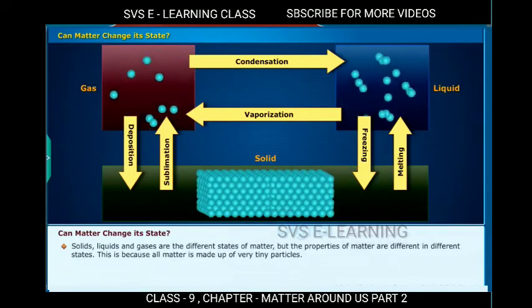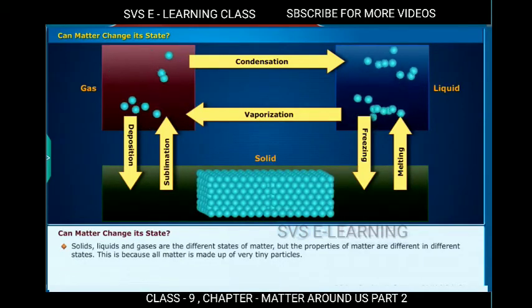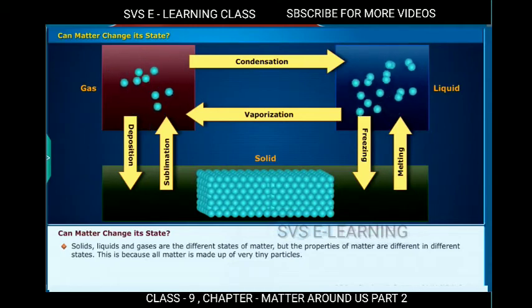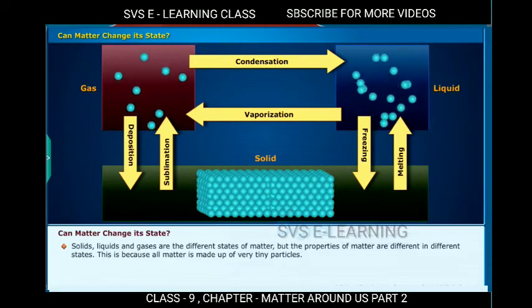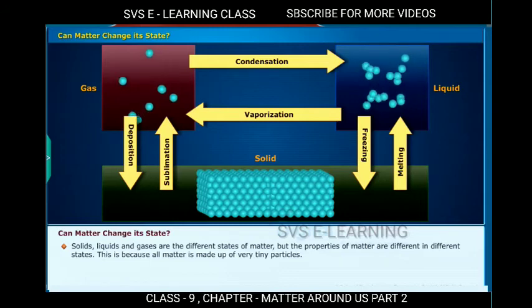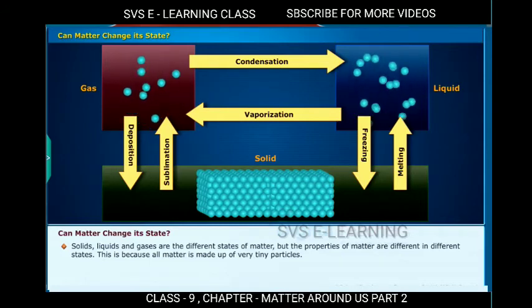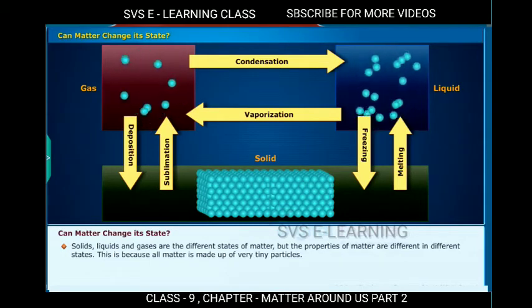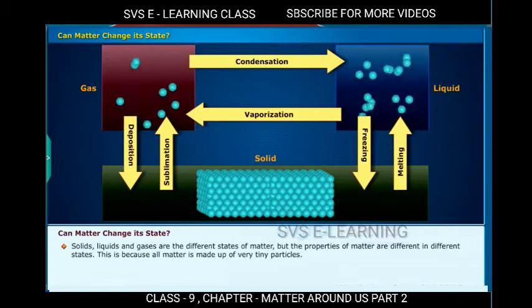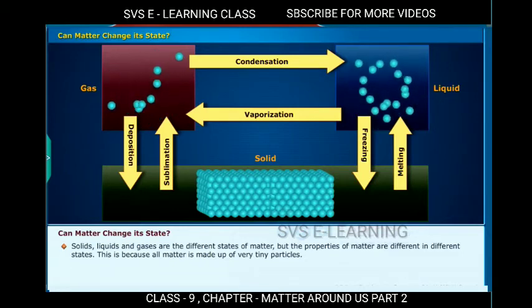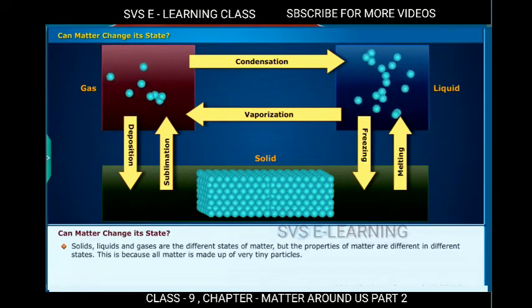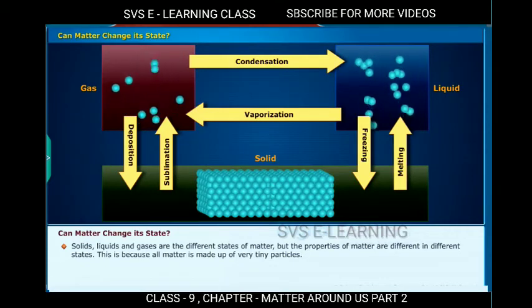Solids, liquids and gases are the different states of matter, but the properties of matter are different in different states. This is because all matter is made up of very tiny particles. Let us do some activities to know about these particles and their arrangement in their various forms.